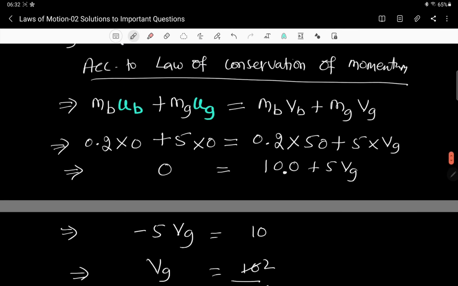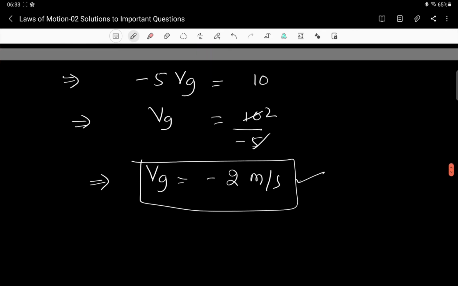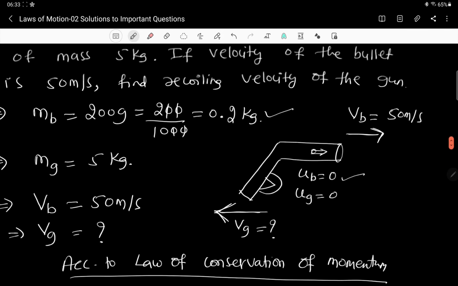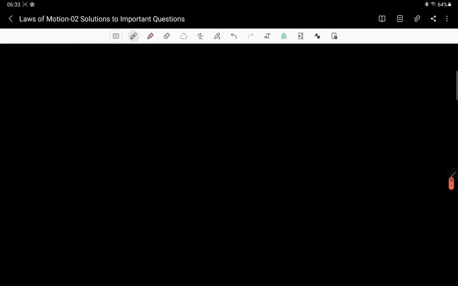I hope everybody understood this problem. The trick is first you have to take the total momentum before as 0. Afterwards you have to add the momenta after. Why has it come as minus? Because this gun is coming back. If going forward is positive velocity, then recoiling back is taken to be negative. All right, so this was the solution for this problem.